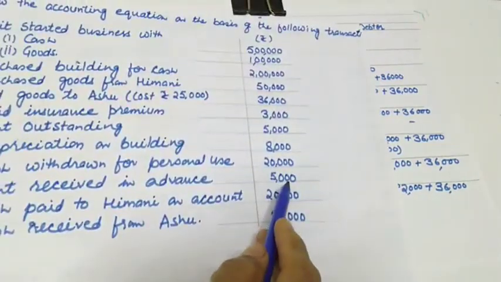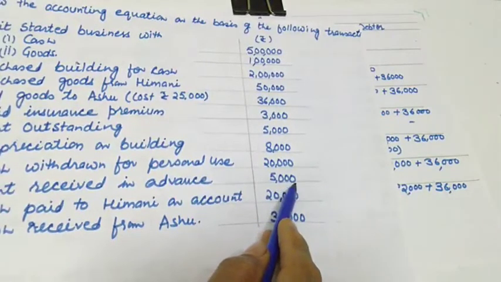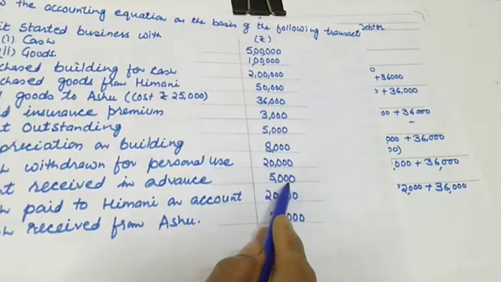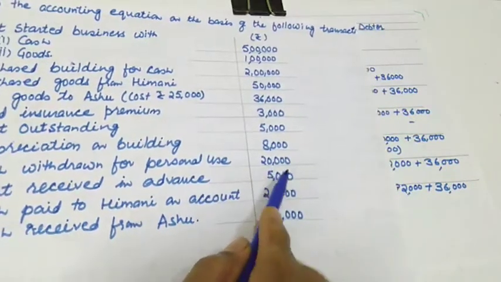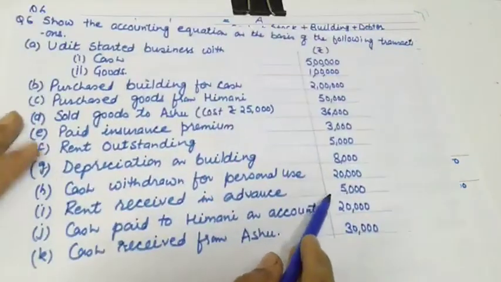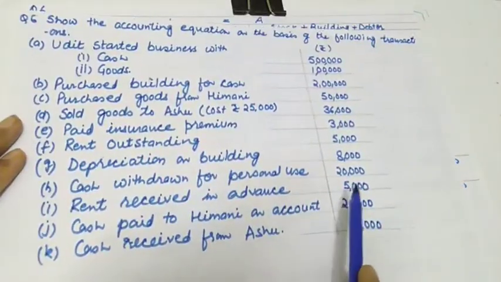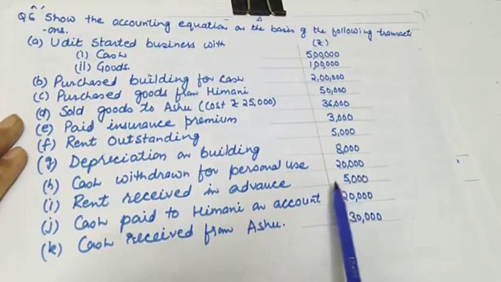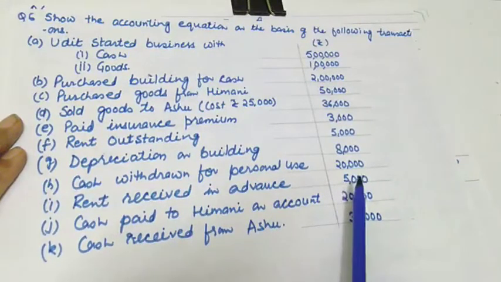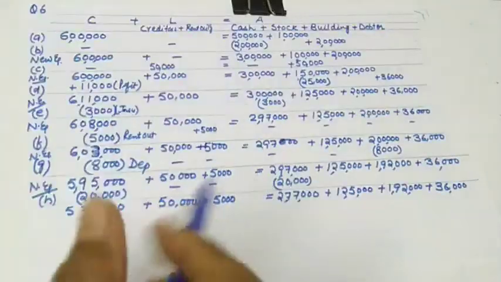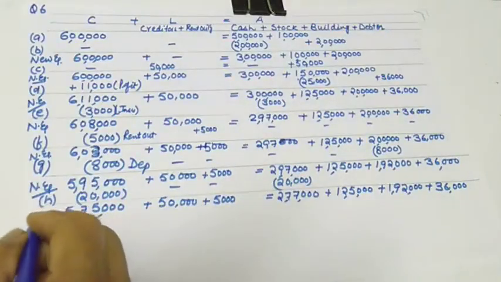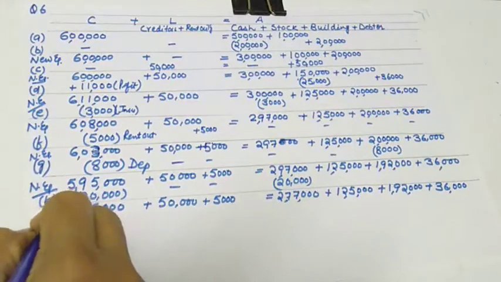See what will happen when you are receiving rent. When you are receiving rent in advance, this will be a liability because you have not given the services, but money is being taken by you. So when you have taken the money without giving services, you are liable to give the services in future. So your liability will be created, and moreover, because you are receiving, your cash will also increase. So this is my transaction number I.